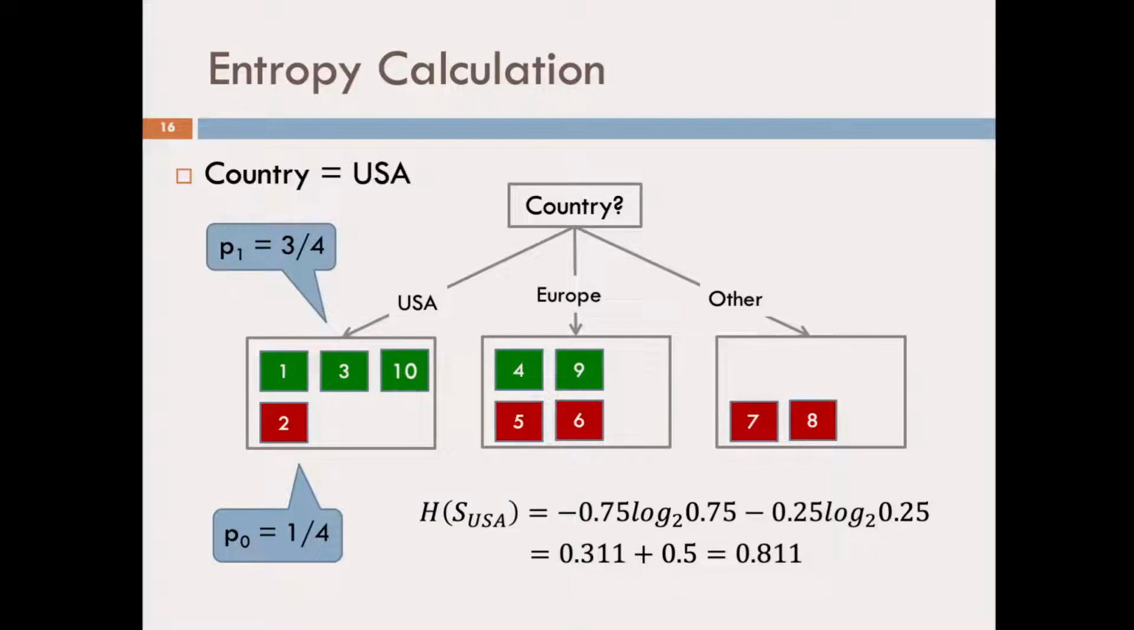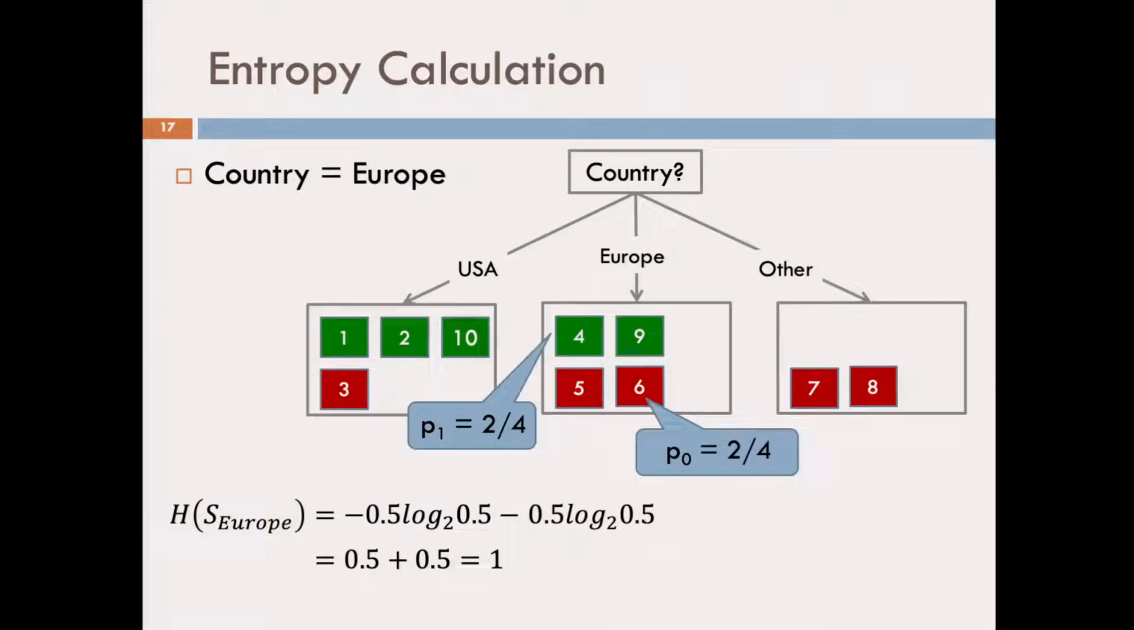So we can calculate the entropy of this subset, resulting from the value of country being USA. Okay? So minus 0.75 log 2 0.75, minus 0.25, 1 divided by 4, log 2 0.25, and we have that result, 0.811. Okay, so save that number, 0.811. Now we are going to do the same thing with this subset here.